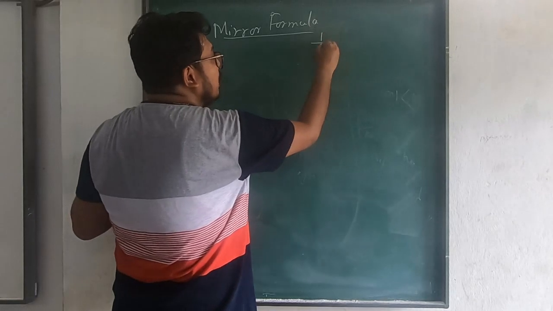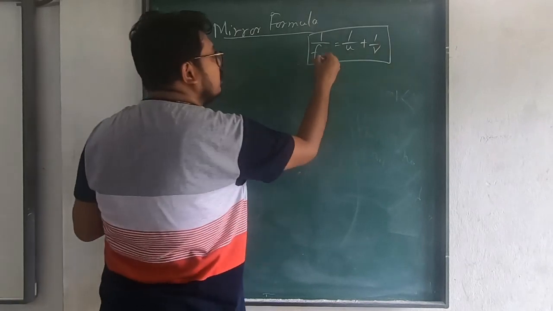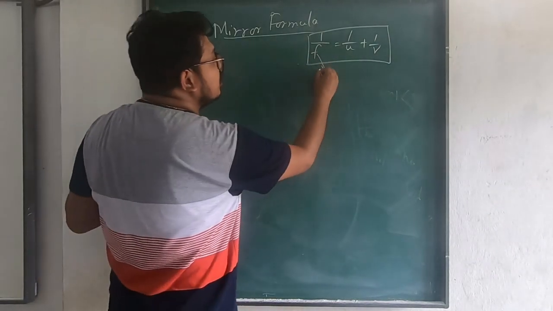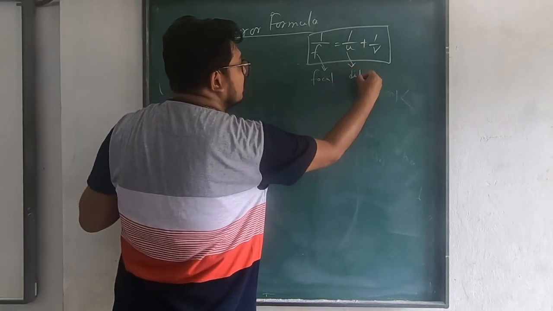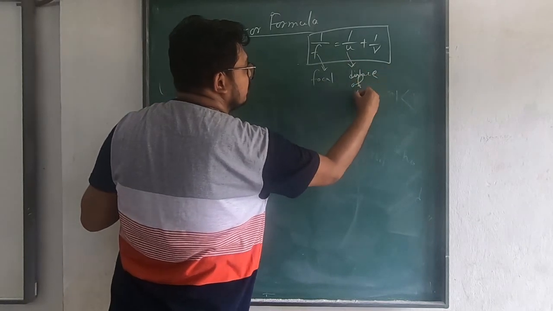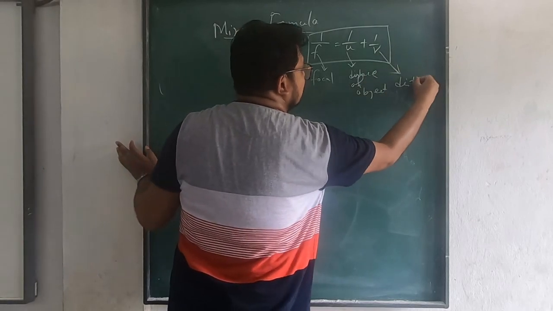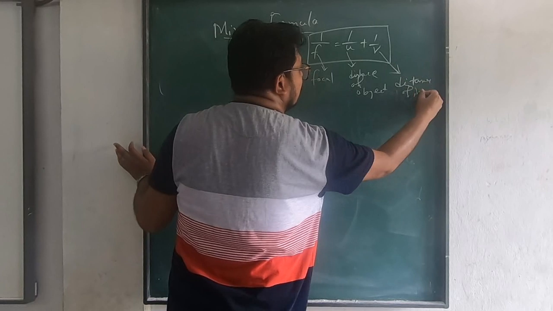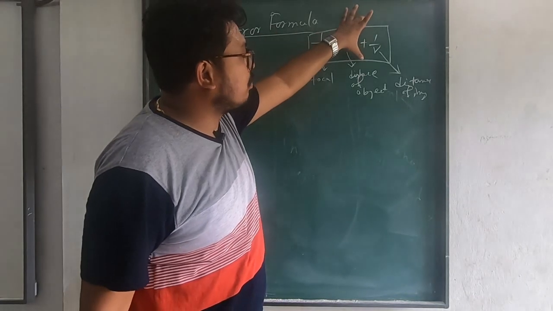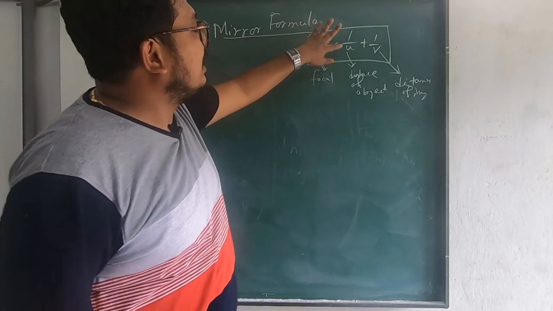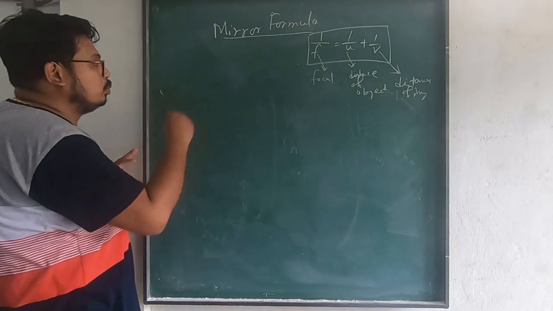The mirror formula is 1 by f equal to 1 by u plus 1 by v, that I am going to use. What is f? f is the focal length, u is the distance of the object and v is the distance of the image. Clear? So what is your mirror formula? 1 by f equal to 1 by u plus 1 by v, where f is the focal length, u is the distance of the object and v is the distance of the image. Clear? So let's prove it.